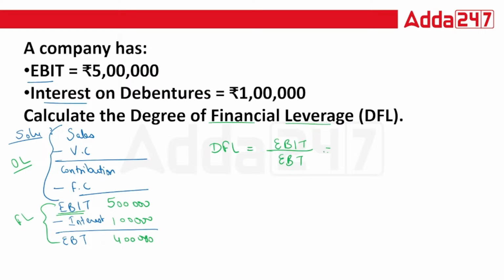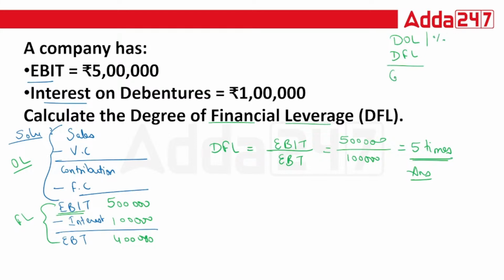So EBIT is equal to 5 lakhs divided by EBT, that is 1 lakh. What is DFL? That is 5 times, and this is your answer. Correct? So we have seen in today's session how to calculate degree of operating leverage and how to calculate DFL. Even in DOL, we have seen how to calculate in case of percentage.